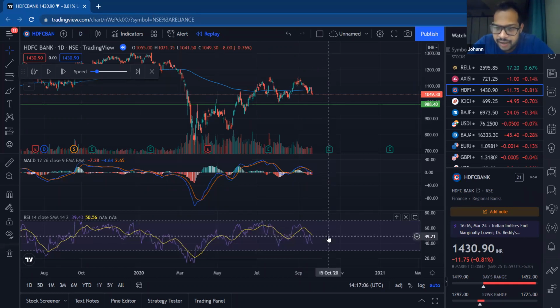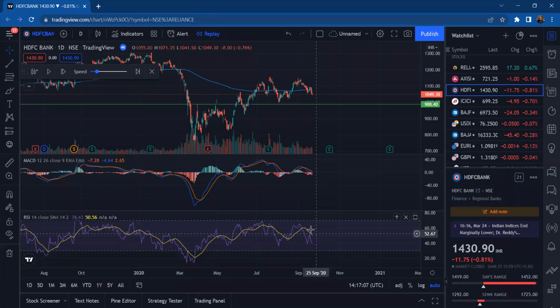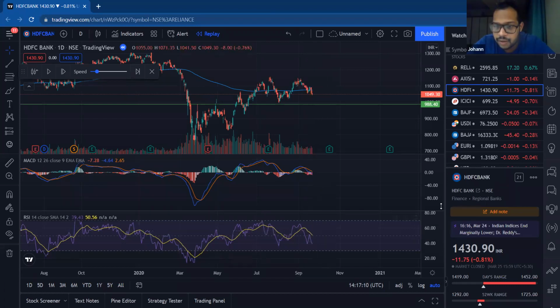So basically, the yellow line is above the purple line, correct? And it's above 50. Yeah, it needs to be above 50. Don't look at the yellow line. Okay, don't worry about this yellow line. Remember that this metric has to be above 50 to indicate strength. If it's below 50 it means it's weak. All right, so don't get confused over there.